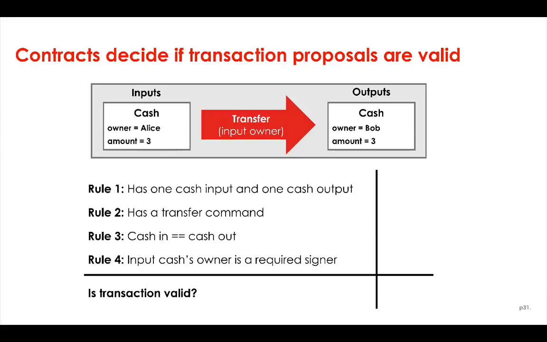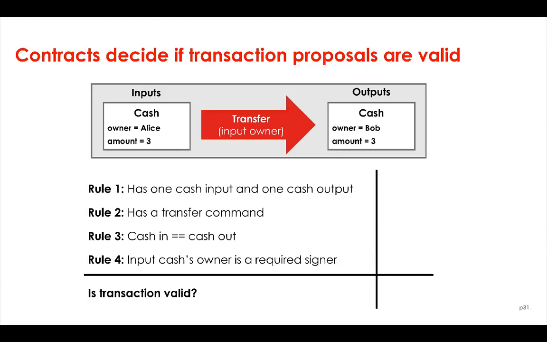Now that we've looked at Corda transactions, we can look at the contracts that govern them. A contract in Corda is a function that takes a transaction proposal as input and checks whether a set of conditions are true. The transaction proposal is then only valid if all the conditions imposed by the contract are met.